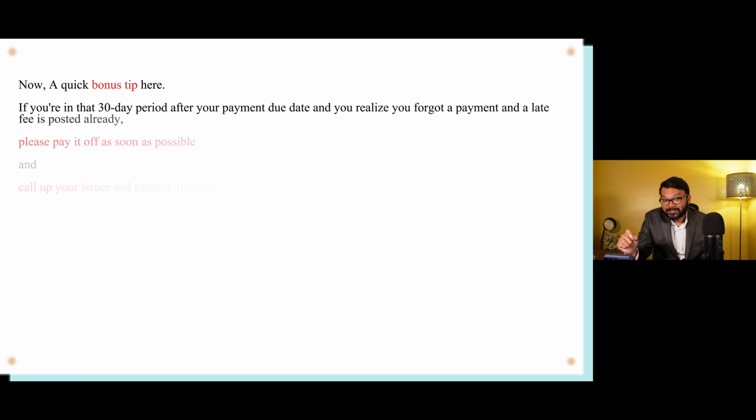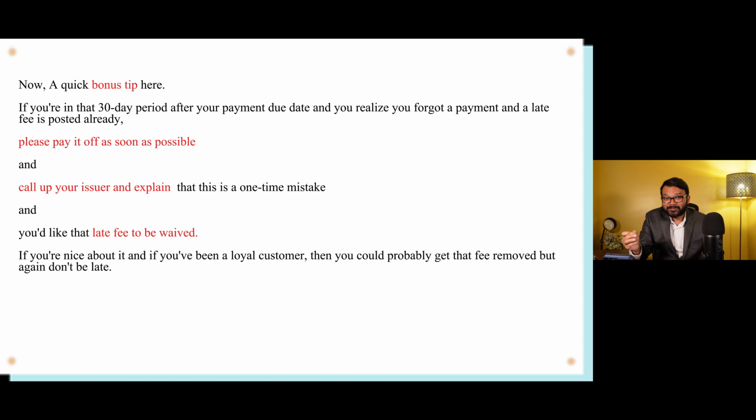Now, a quick bonus tip here. If you're in the 30-day period after your payment due date and you realize you forgot a payment and the late fee is posted already, please pay it off as soon as possible and call up your issuer and explain that this is a one-time mistake and you would like that late fee to be waived. If you're nice about it and if you have been a loyal customer and you have a good credit history, then you could probably get that fee removed. But again, don't be late.